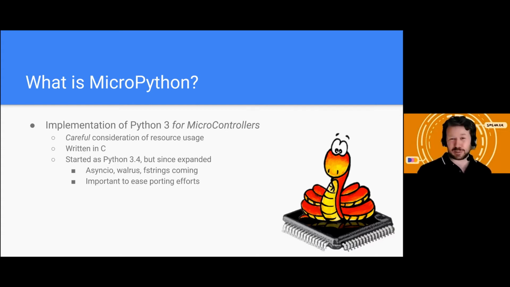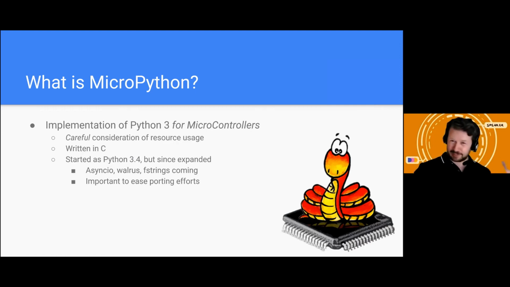F-strings are a good example of some of the compromises we sometimes have to make, because it's not a complete f-string implementation, since recursive f-strings can consume a lot of memory, but it's 95% there, and it means that we can use a lot of libraries that want to use them.